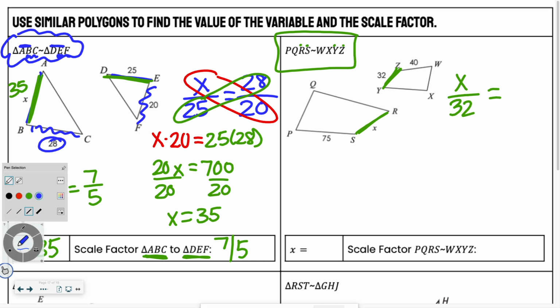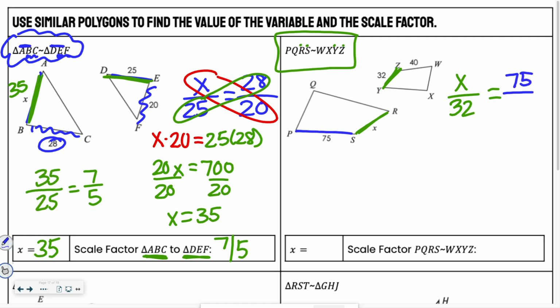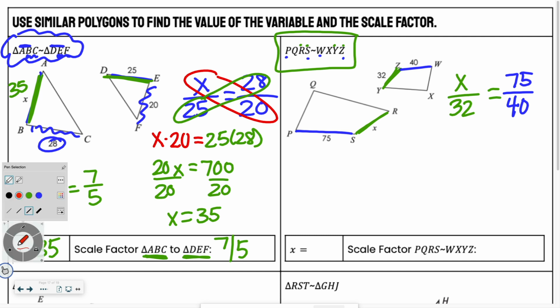now we got to match, come back to the shape we started with. So we have 75, which is on PS. Now PS matches WZ. WZ is 40. There we go. And now we can solve our proportion by cross multiplying.